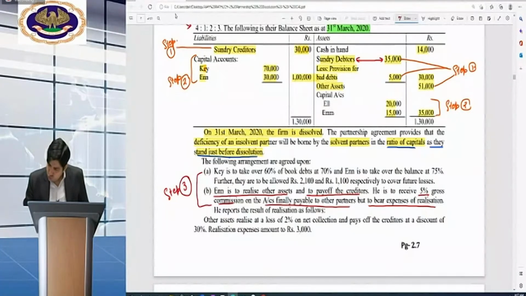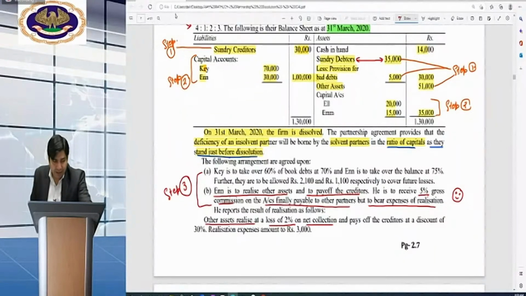So we have to hold this. Here is a smiley, which is saying, please deal with me, please deal with me. At the end of the question, we shall deal. Now, the next part is other assets realized at a loss of 2% of net collection and pay off the creditors at 30%.